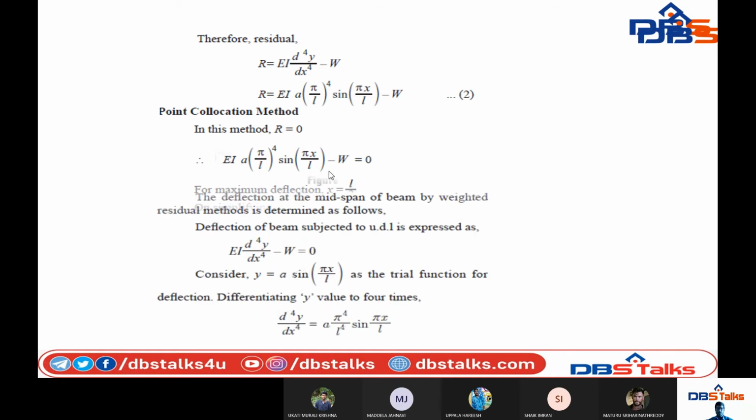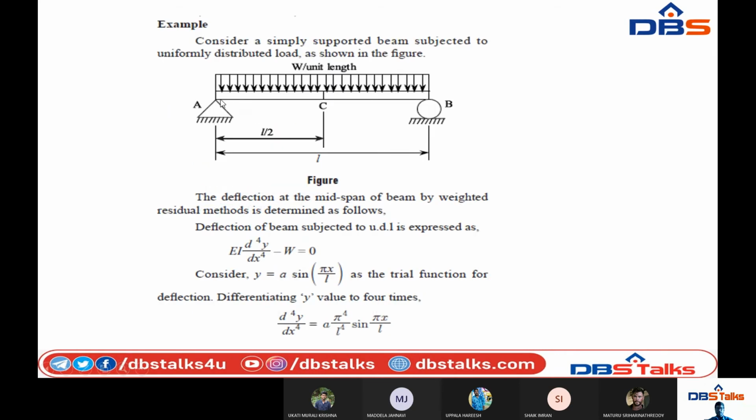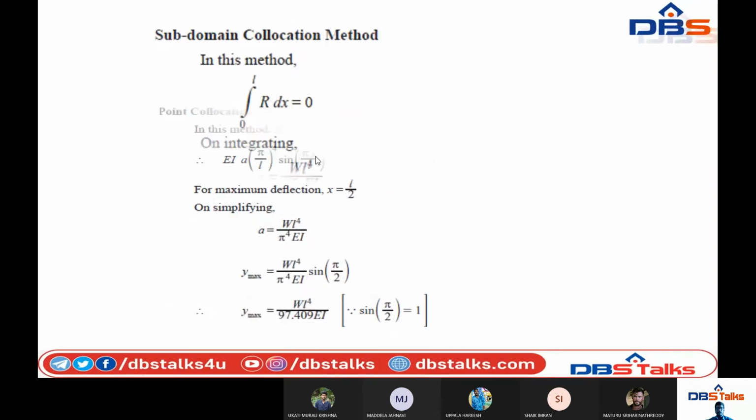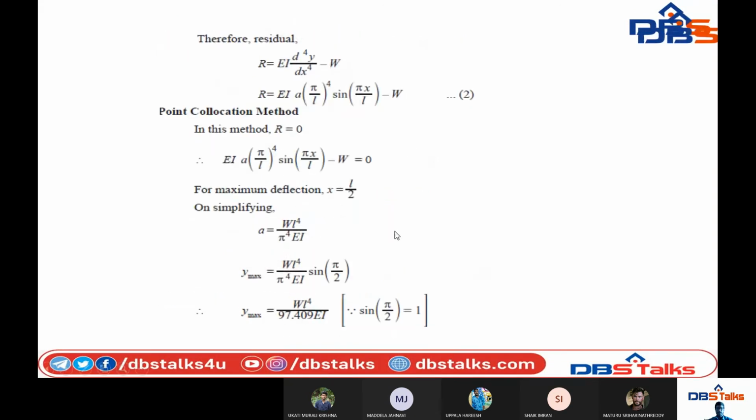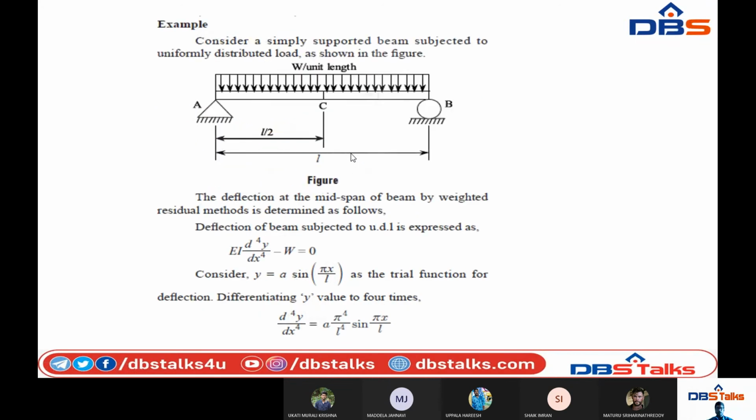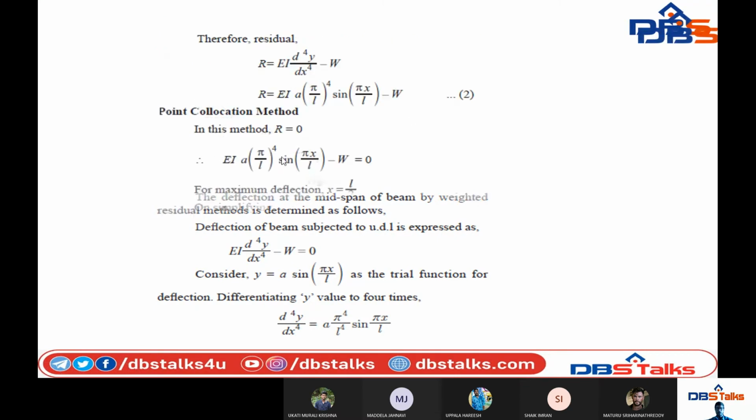For maximum deflection, the midspan will be L by 2. I'm taking the value x equal to L by 2. Maximum deflection will occur at midspan only. For any beam where I'm applying the load at midspan, the deflection occurs at midspan only, not at both endpoints or starting points.